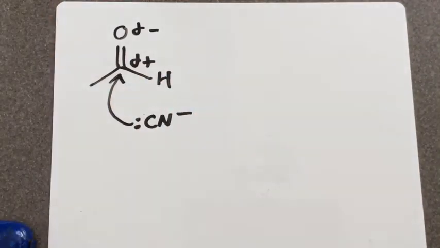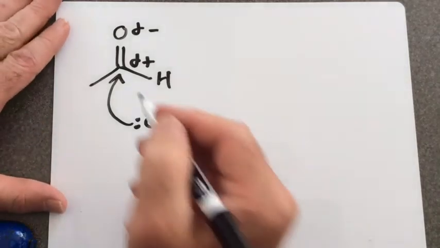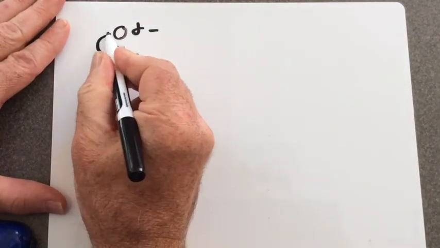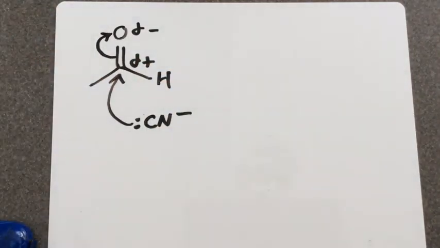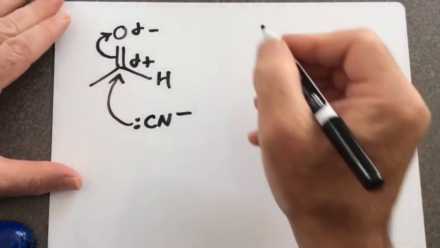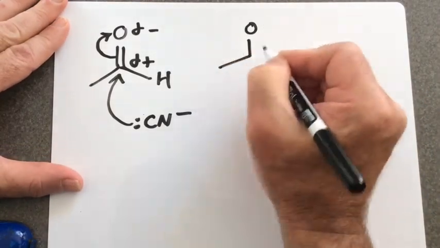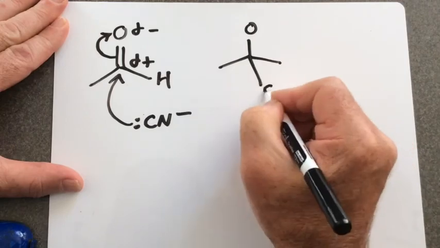A bond's formed between that lone pair of electrons and the delta positive carbon atom. And as that occurs, the pi bond breaks. And the pair of electrons from the pi bond move onto the oxygen atom. So let's see what we've formed. The structure of the intermediate is this.